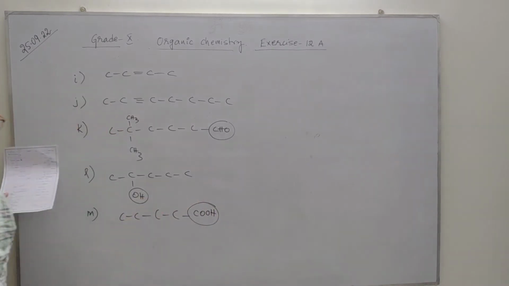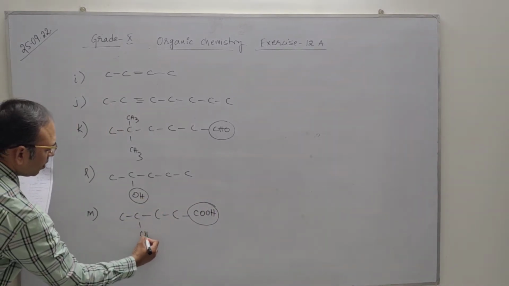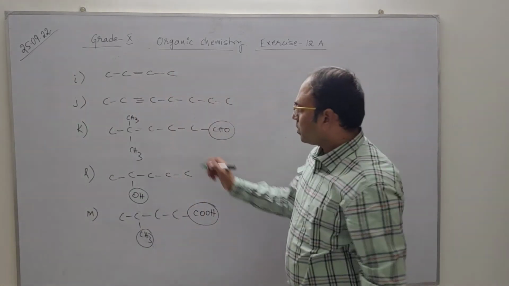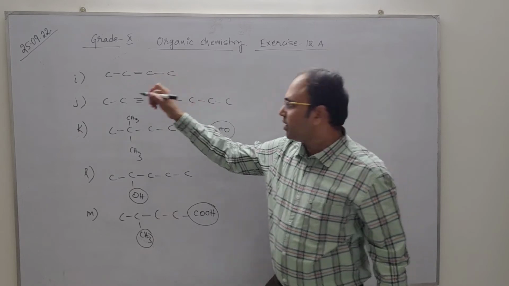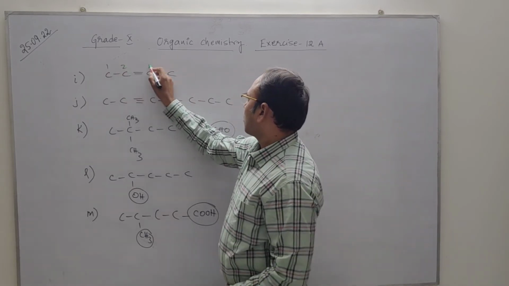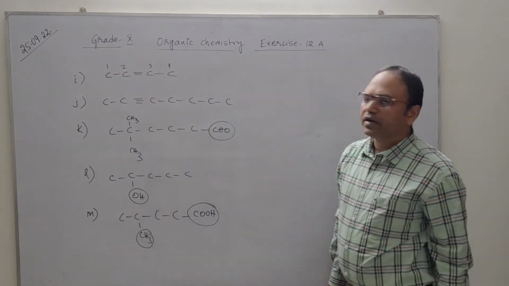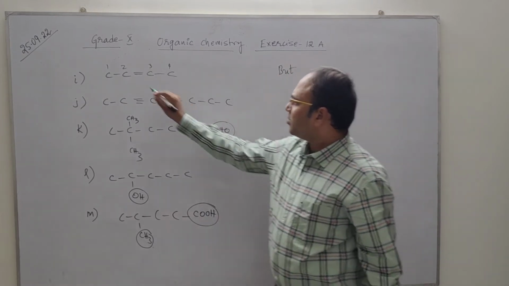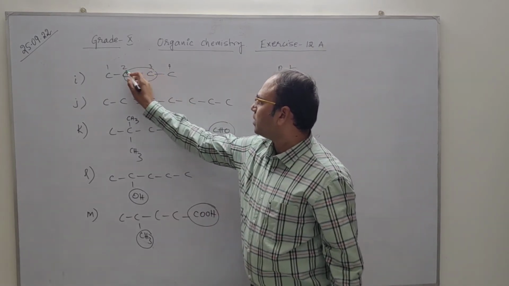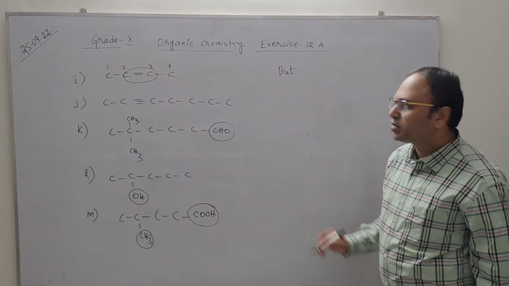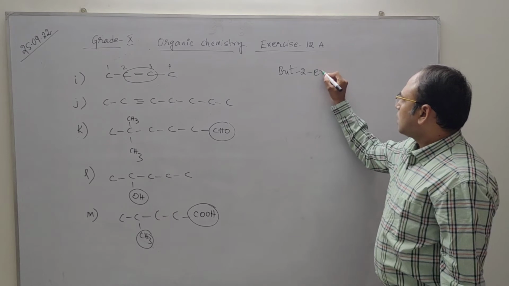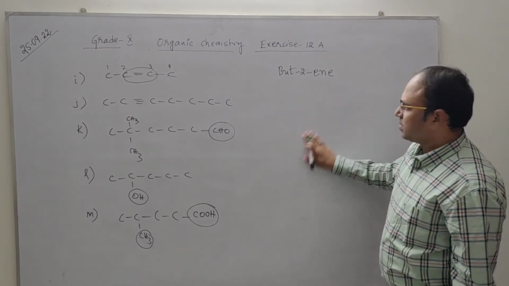COOH is the functional group here, and one branch. Fine. Now, take 4 carbons and give numbering. 4, right? So the root word is but. Next, if you see, the double bond is present at the 2nd carbon and 3rd carbon, hence we have to give 2. ENE will be our suffix.